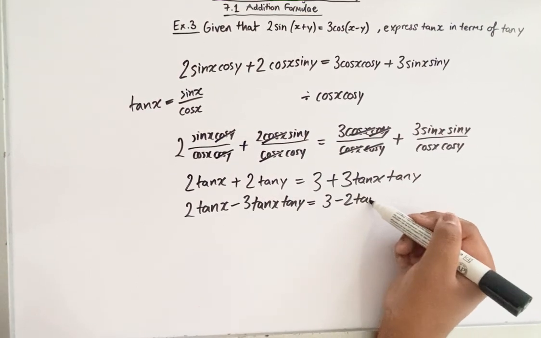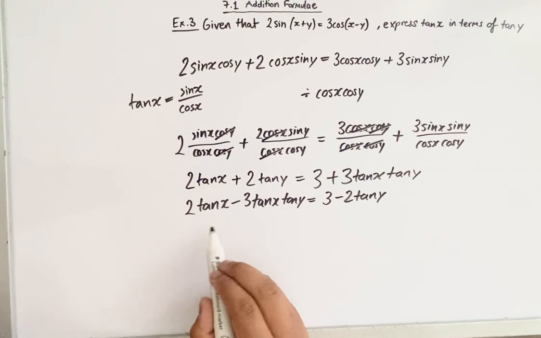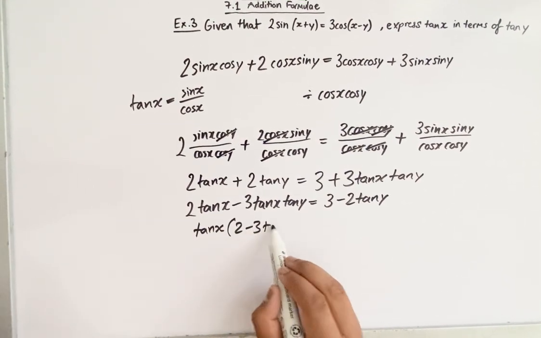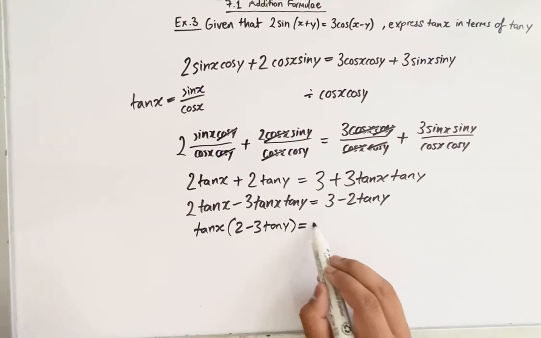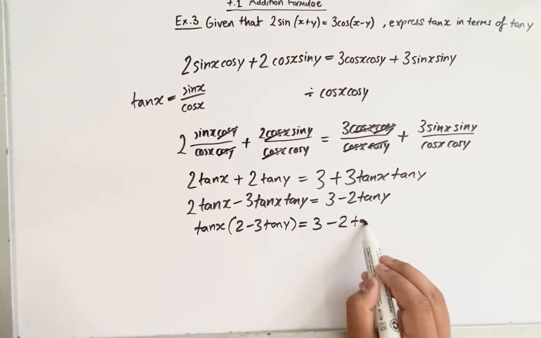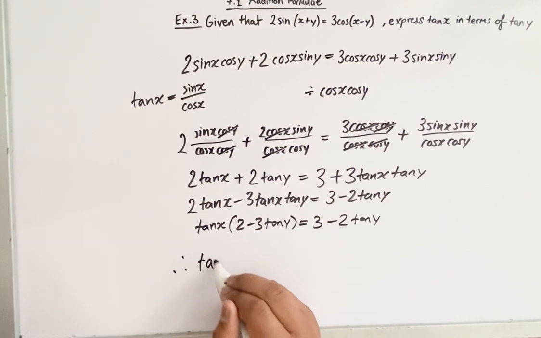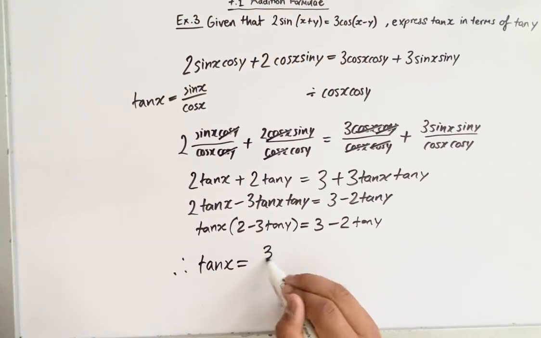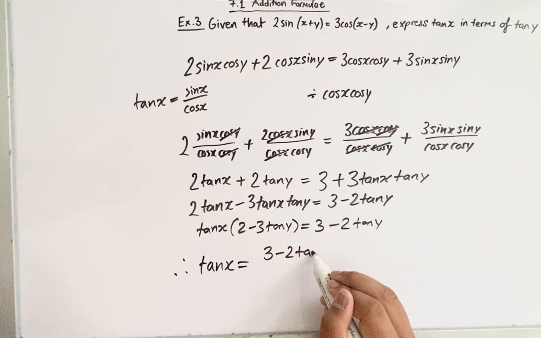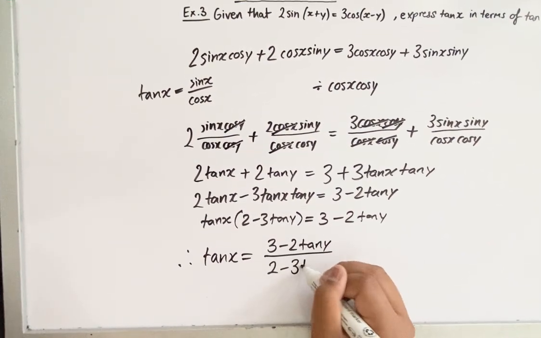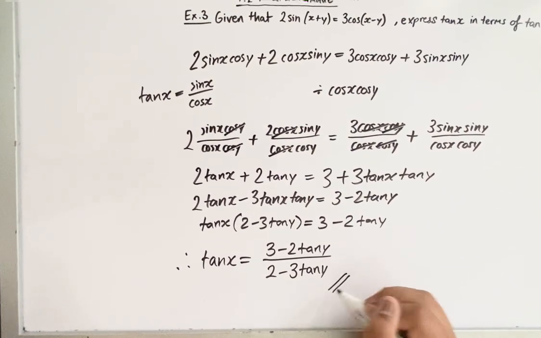Rearranging, we get 2 tan x minus 3 tan x tan y is equal to 3 minus 2 tan y. We can factor out tan x and get tan x times 2 minus 3 tan y is equal to 3 minus 2 tan y, and dividing by 2 minus 3 tan y, we get tan x is equal to 3 minus 2 tan y over 2 minus 3 tan y. And that is it.